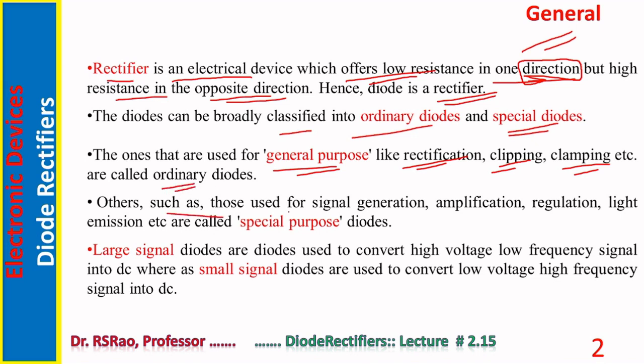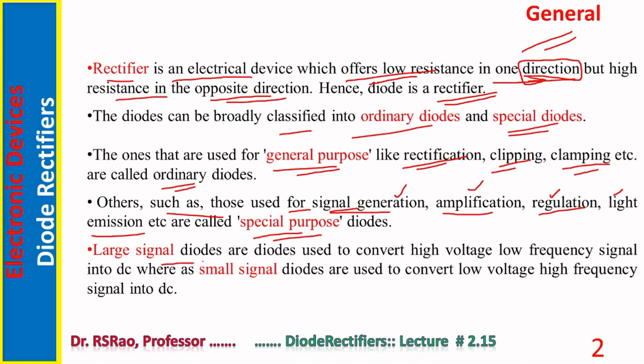Others, such as those used for signal generation, amplification, regulation, light emission, are all called special purpose diodes. Tunnel diode is used in signal generation. Varactor diodes are used for amplification. Zener diodes are used for regulation. LEDs are used to emit light. These are all special purpose diodes.